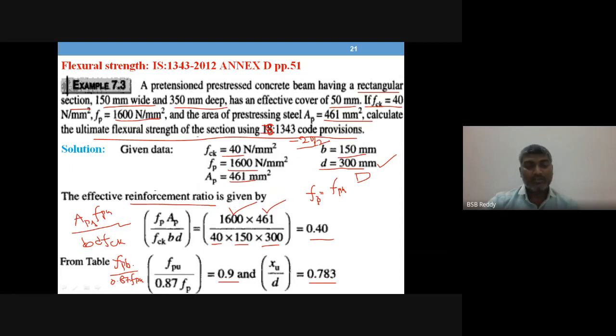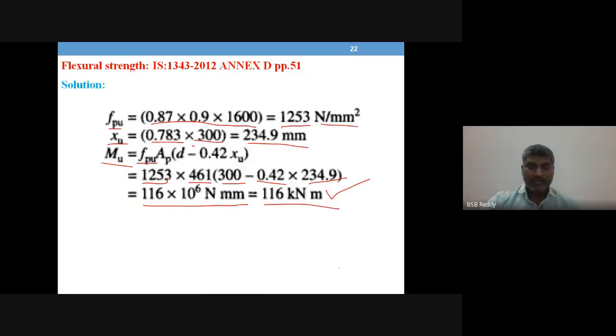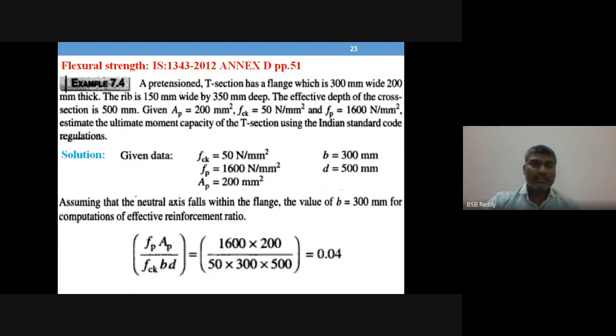So see that the textbook says FPU, the code says FPB. The textbook says FP and the code says FPU. Okay, so be careful with these notation changes. XU by D, no change, same. Okay, so that is how you have to calculate this value. Right, going to the next example.